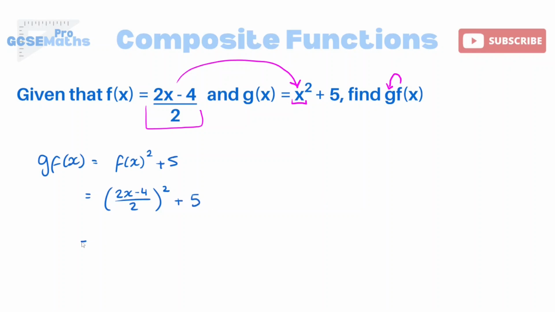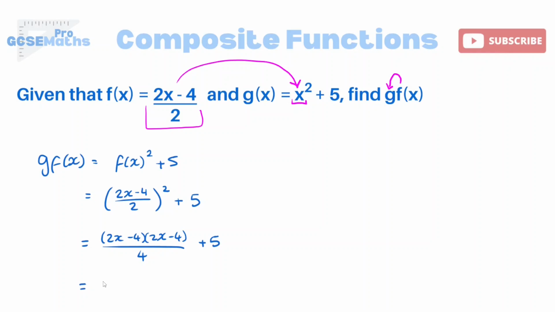So again, when I'm going to square this, I need to square the top and the bottom of the fraction, but the top of the fraction is effectively like double brackets, isn't it? So I've got 2x minus 4 times another 2x minus 4. Now the denominator is just 2, so 2 squared is just 4, that's fine. Plus 5 on the outside. And now I just need to expand my brackets.